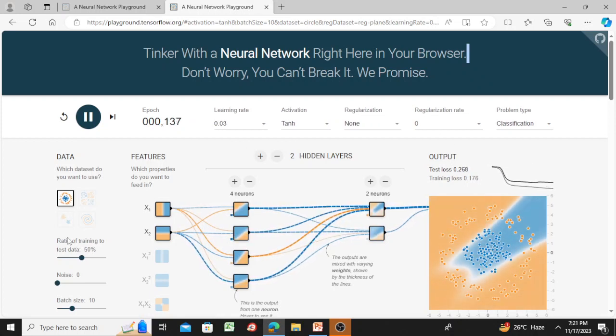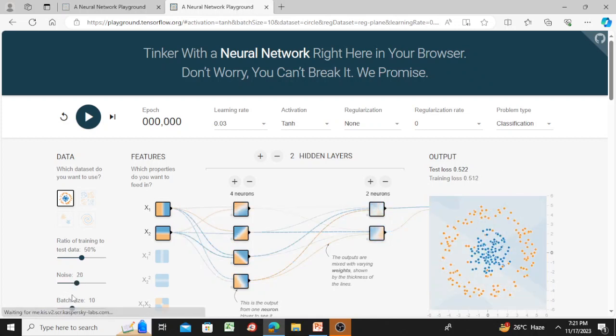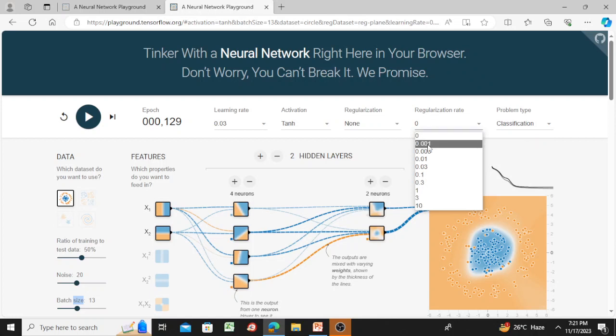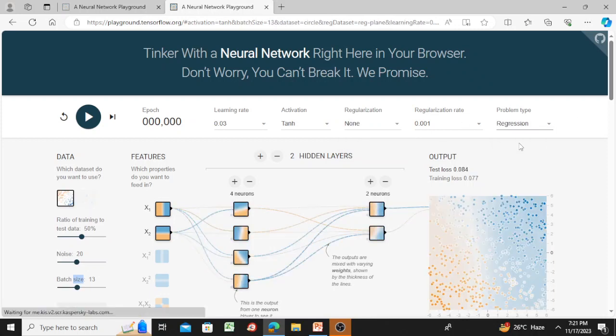You can see the ratio of training to test data. I am not introducing any noise, but if you want, you can introduce noise. You can change the batch size, isn't it? You can make any number of experiments. I can also set a regularization rate, and I can choose L1 regularization or L2 regularization. Just play around with this, whether it is a classification task or a regression task.